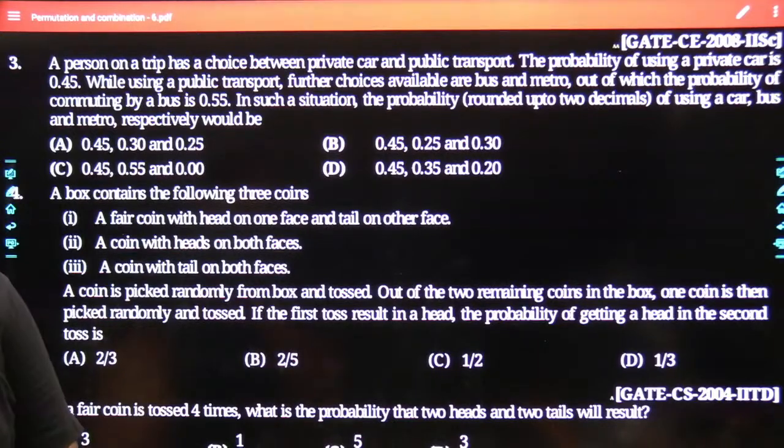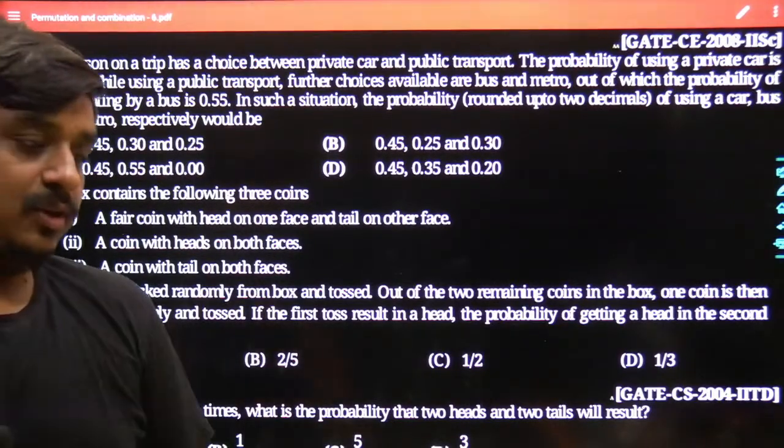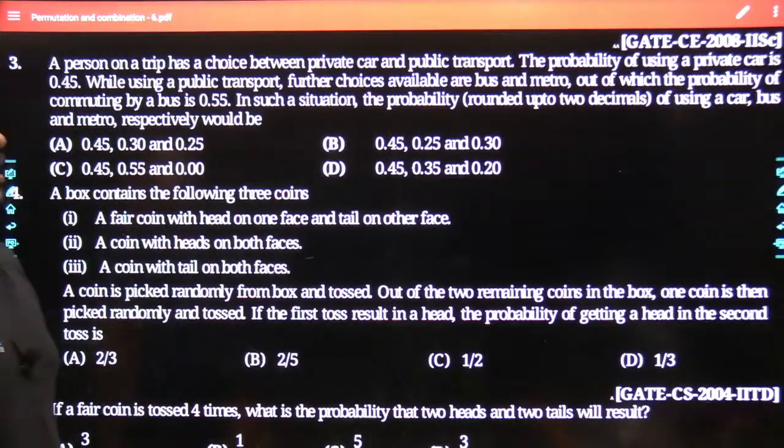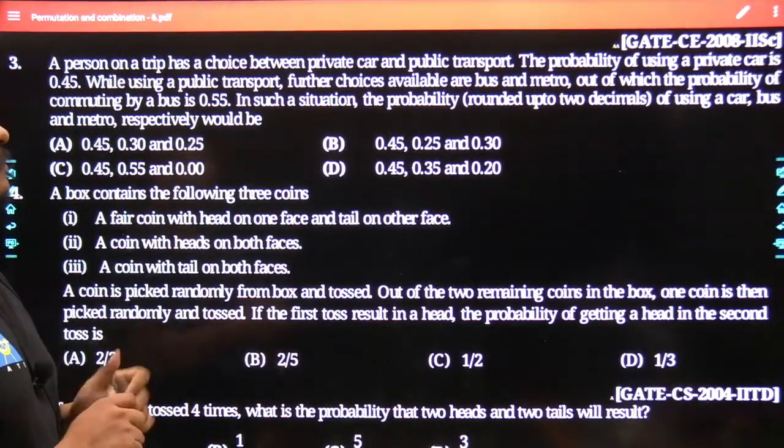Mini electrician: Sir, your lectures are awesome. Thanks, dear Mini. Anyways, focus on this problem.